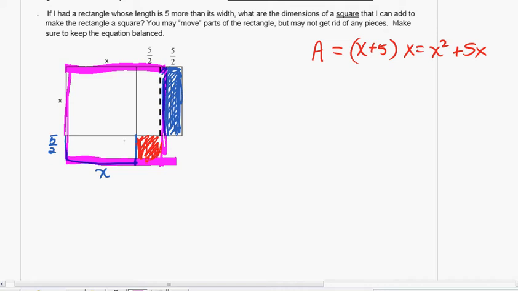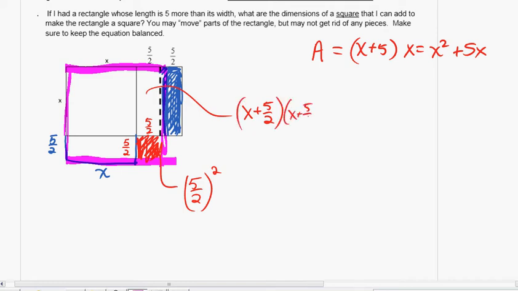Now what's the area of that piece? Well, I know this is 5 halves here, and this is 5 halves here, so that must be a 5 halves by 5 halves with an area of 5 halves squared. So by adding a piece with an area of 5 halves squared, I have made this now a square that is x plus 5 halves by x plus 5 halves, or x plus 5 halves squared in its area.